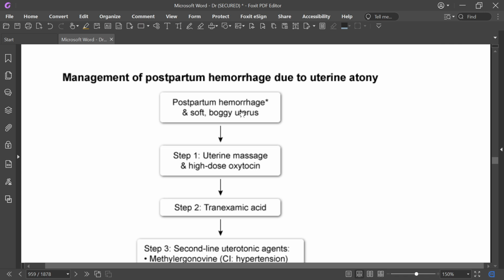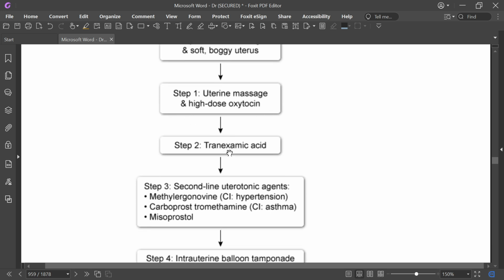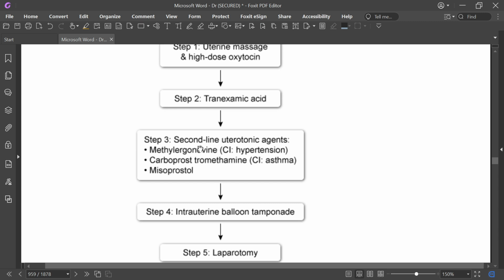Management of PPH due to uterine atony. If you find a soft boggy uterus, do uterine massage and give high dose oxytocin. Give tranexamic acid. Third is uterotonic drugs like methylergonovine, which is contraindicated in hypertension. Carboprost is contraindicated in asthma. Misoprostol can be given. These three drugs should be remembered.